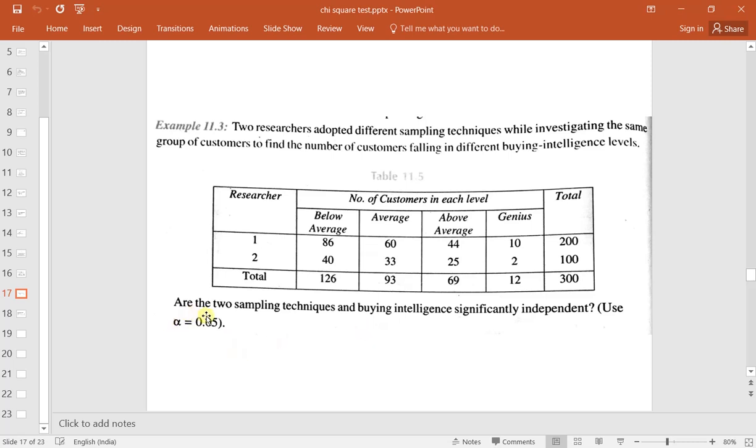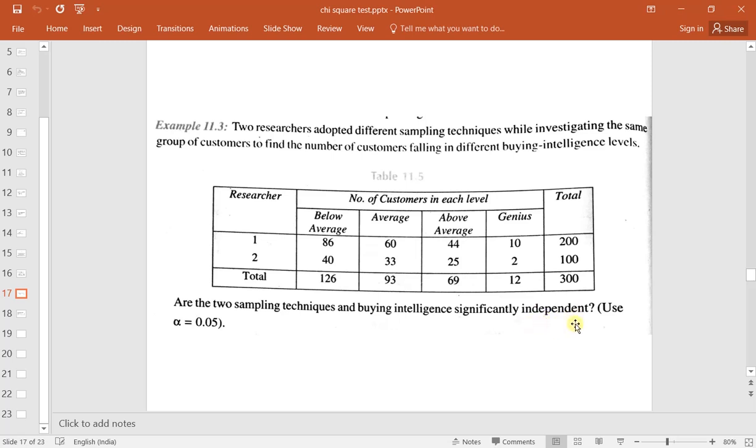Okay, here what is the test that we have to do? Again we are discussing independence of attributes. Are the two sampling techniques and buying intelligence significantly independent? That is what we are testing here, chi-square. For the test of independence, there is no dependency. One attribute is not depending on the other attribute.